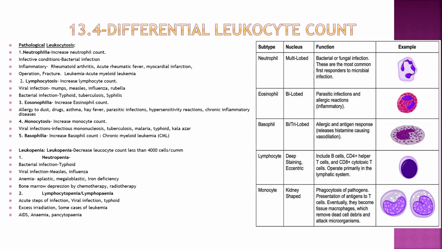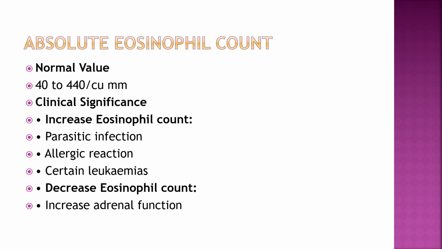Then lymphocytopenia because of viral infection or typhoid or excess radiotherapy or leukemia, AIDS, anemia, pancytopenia. You can see lymphopenia. Absolute eosinophil count. They are the total eosinophils present in blood per microliter. Normally they are 40 to 450 per cubic millimeter. Clinically, if they are increased, they are seen in parasitic infection, allergic reaction, and some leukemias. And decreased eosinophil count is seen in increased adrenal function.